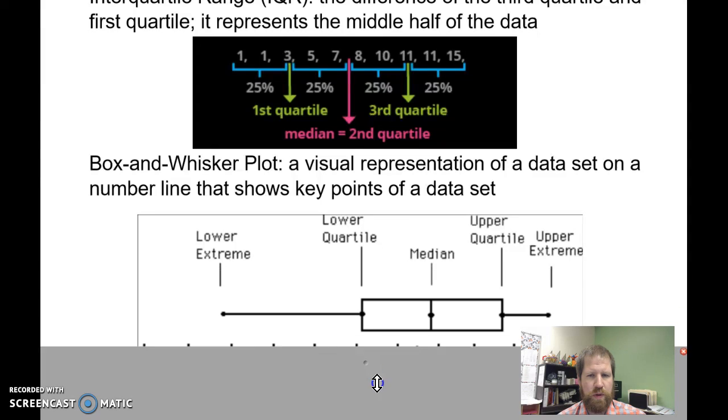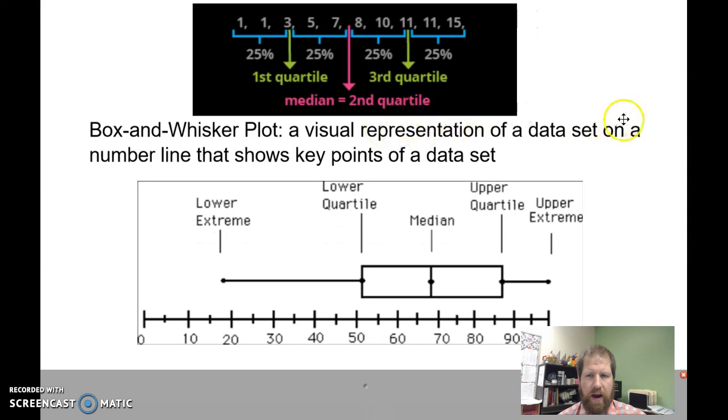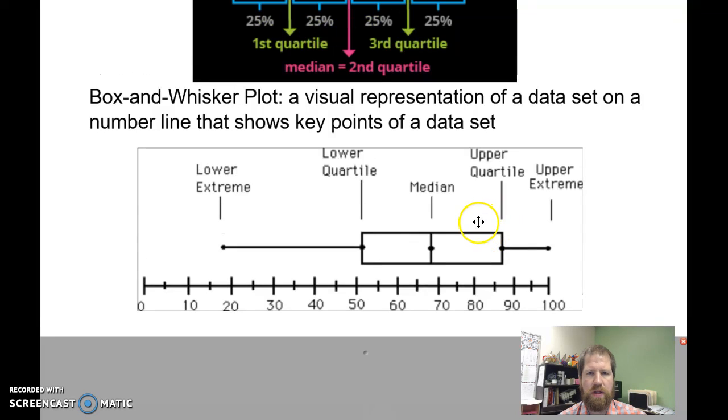Now a box and whisker plot is a graph. It represents visually that information about the quartiles. So we have our lower quartile, or our first quartile, our upper quartile, or our third quartile, and those make a box. And then we have our median, or our second quartile, and that's kind of in the middle of our box. The lower extreme is the minimum, so the smallest number in our data set. And the upper extreme is the maximum, the largest number in our data set.